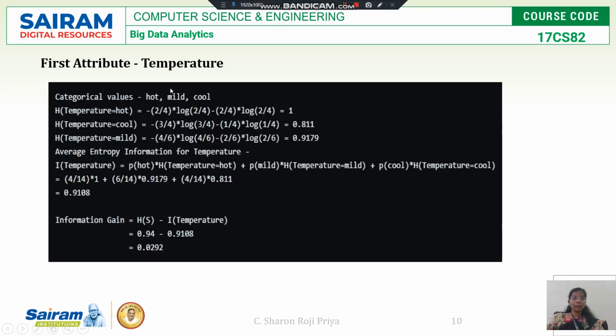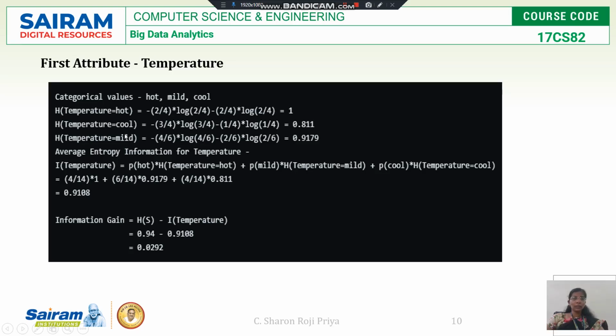We are applying the entropy formula here. You know the formula for entropy. It is minus P by P plus N log 2 of P by P plus N minus N by P plus N into log 2 of N by P plus N. Right? So minus 2 by 4 into log 2 of 2 by 4 minus 2 by 4 into log 2 of 2 by 4, which is equal to 1. Similarly, you have to calculate for cool and mild.